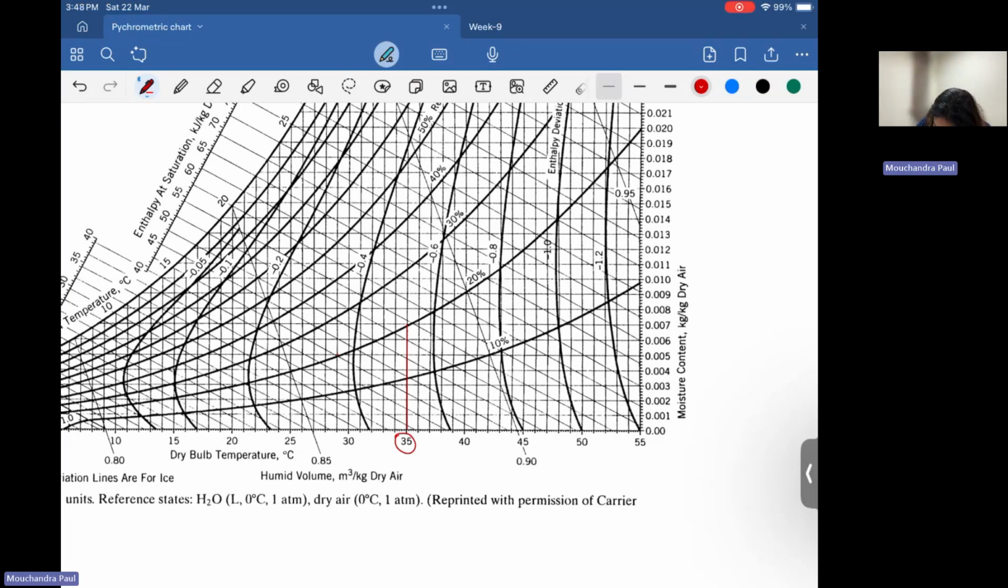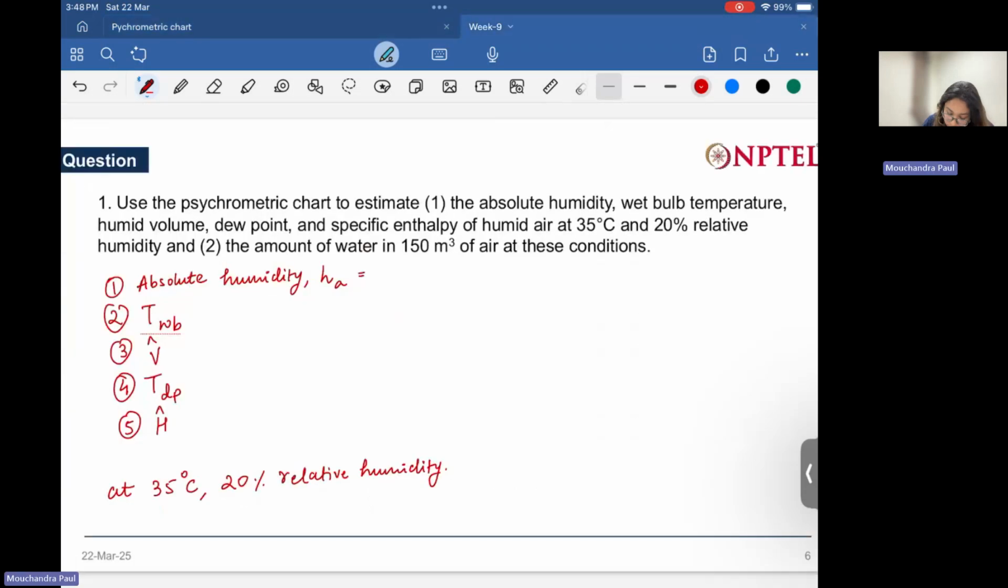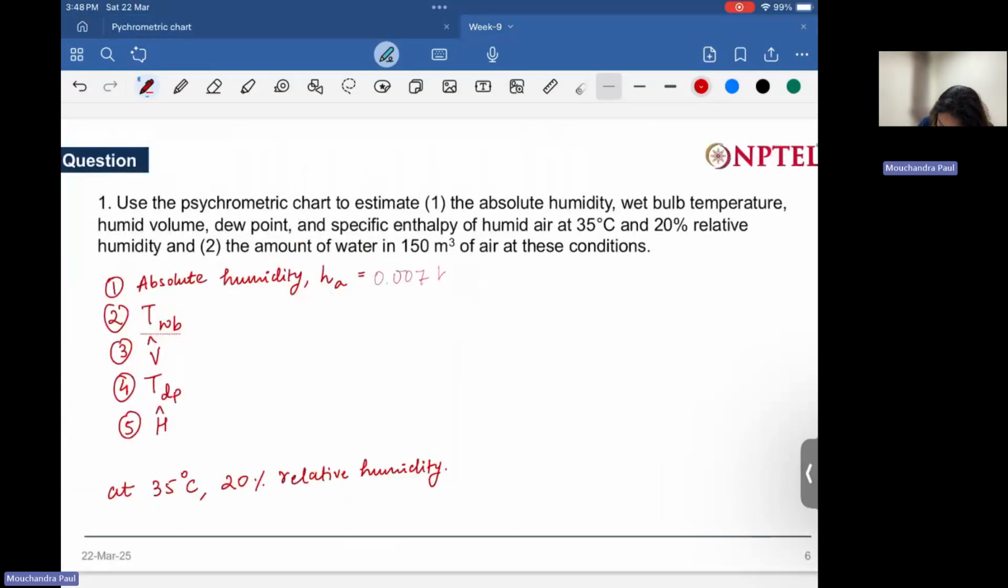We have to extend a horizontal line from here directly in the right direction. And what you see? 0.007 kg per kg dry air. So it is kg water per kg dry air.